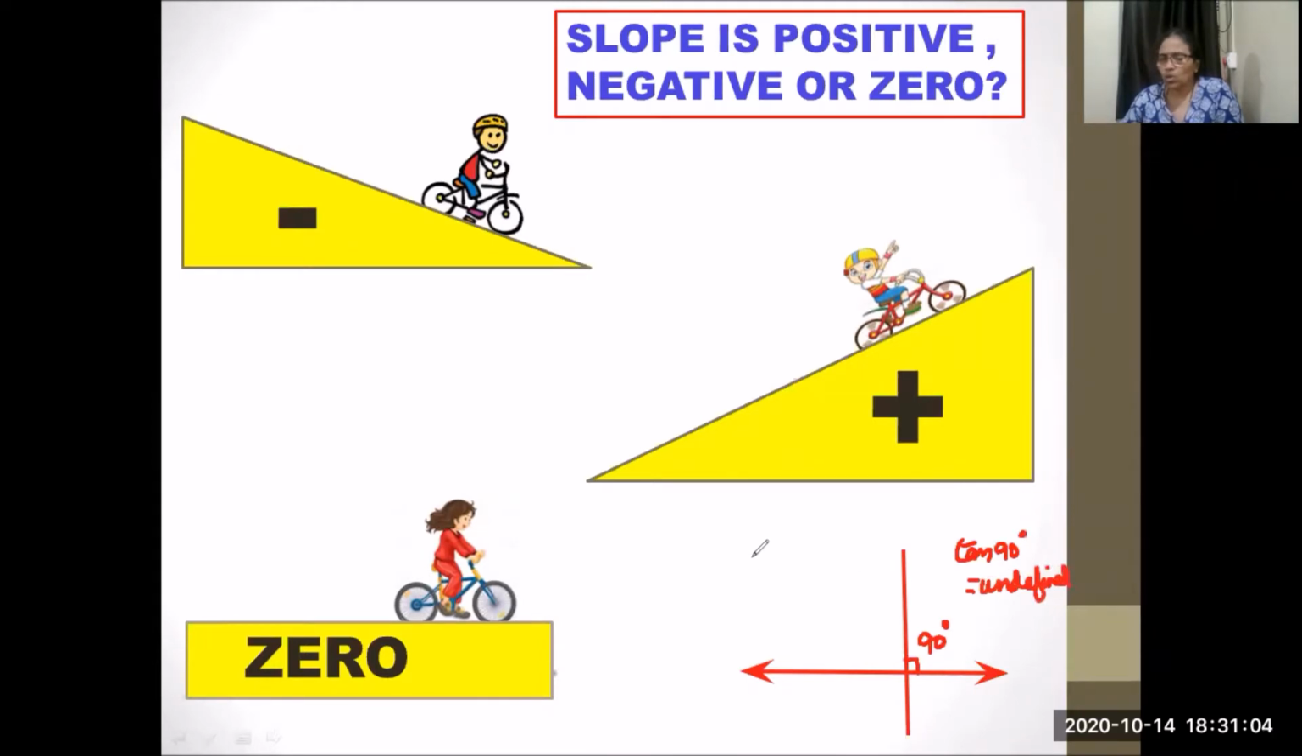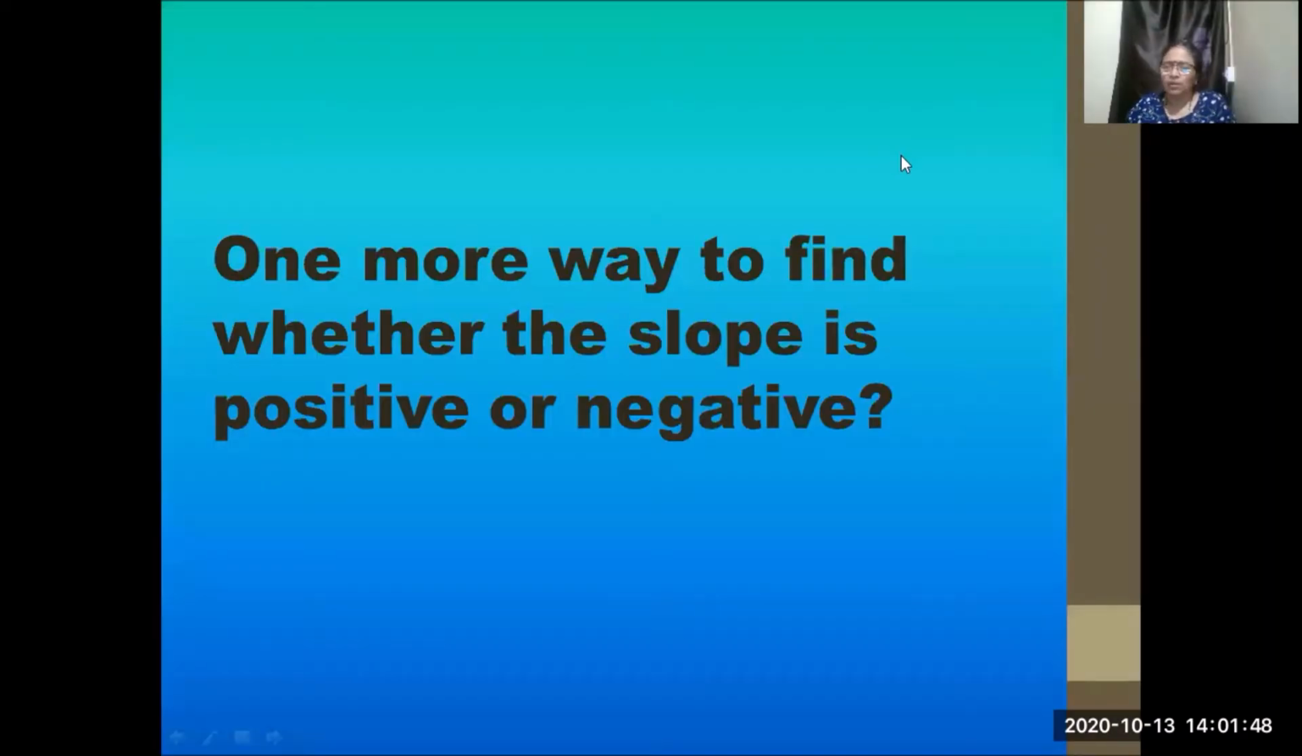So the slope is undefined when you have a line perpendicular to the x-axis. One more way to find whether the slope is negative or positive. How is it found? Okay, let us take an inclination.